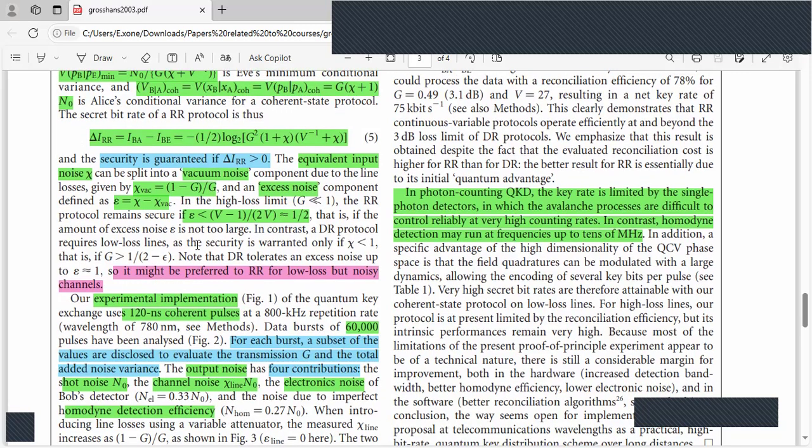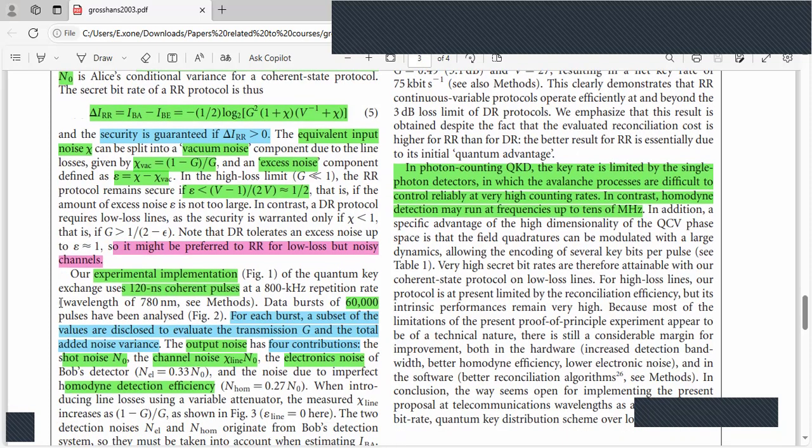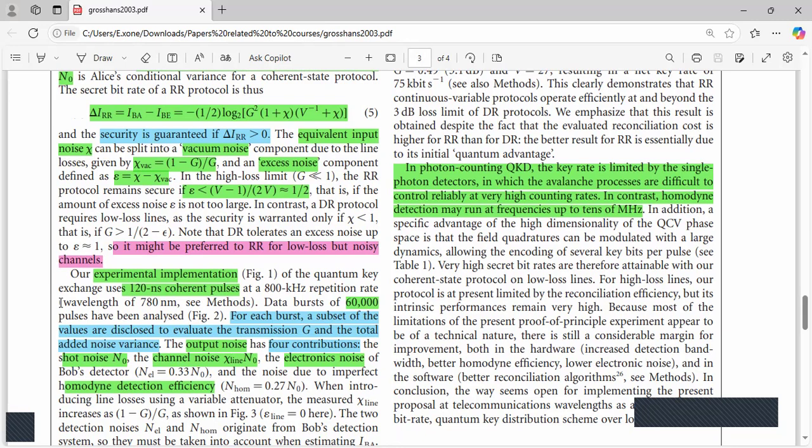But the authors are arguing that for the direct reconciliation protocol, the channel noise should be very small, but excess noise could be large, and we will have a much simpler and more secure protocol in this case. So the direct reconciliation technique is usually used in channels where we have much higher transmission, but much more excess noise in the quantum channel.